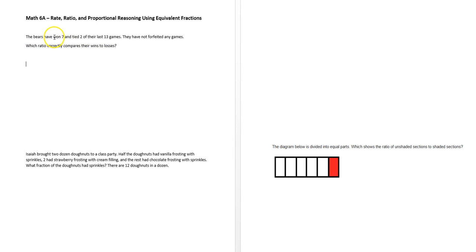Let's go back and review what is in the problem here. We can see that they have won 7. I'm going to highlight these so we can see them. They have tied 2 games, and we're looking at their last 13 games. So if we think about those games, 7 of those were wins. So there are those 7 games. Then we had 2 that were ties.